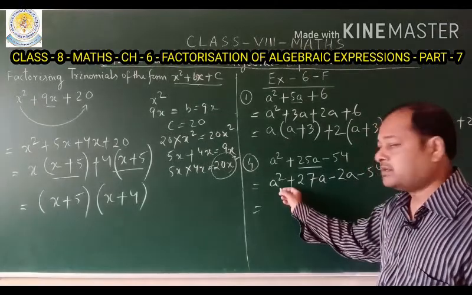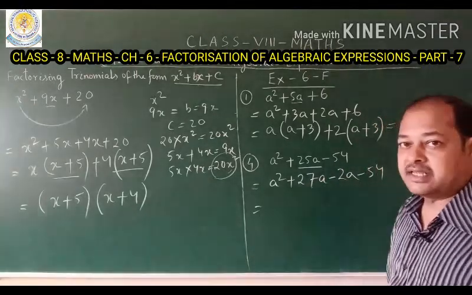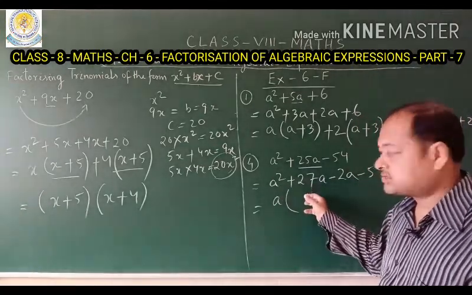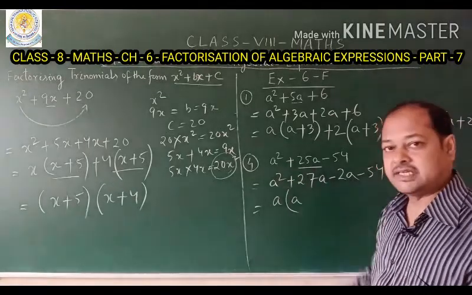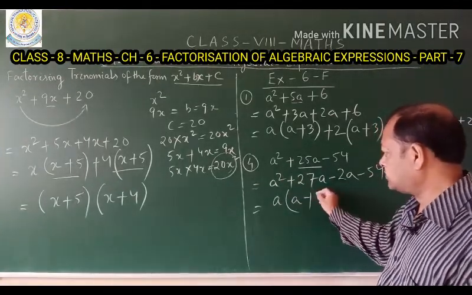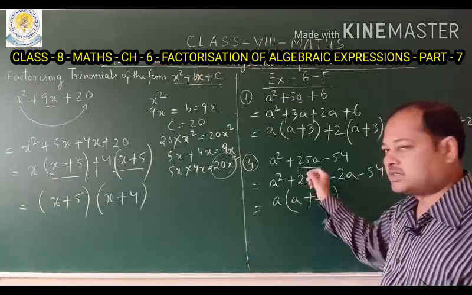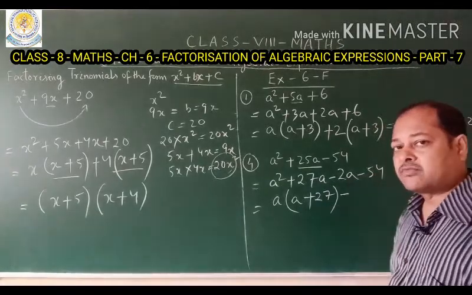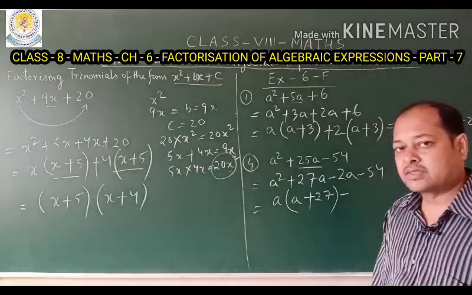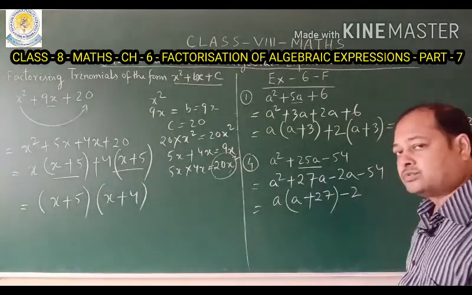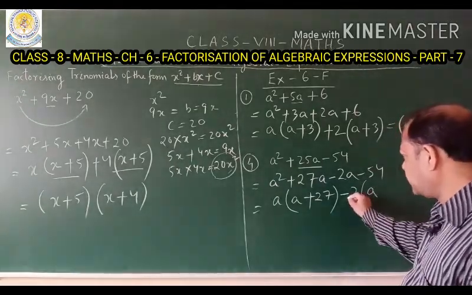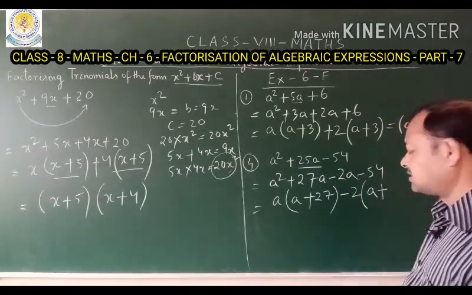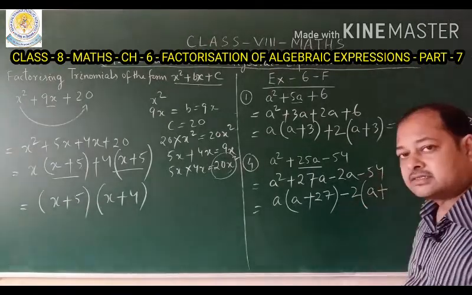So what is common between a square and 27a? That is a. So a is common between these two terms. So a into a is a square, plus a into 27 is 27a. Now minus, you take here, and what is common from 2a and 54? Yes, it is 2. So if I take 2 common here, it will be minus 2 into a, minus 2a, and here minus 54, the sign will change to plus, because minus into plus will be minus.